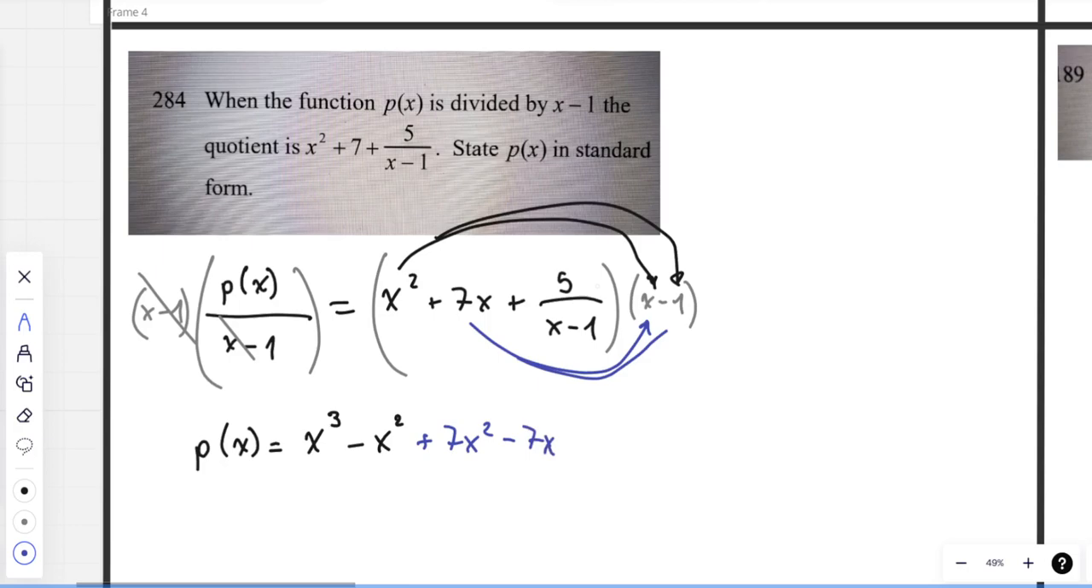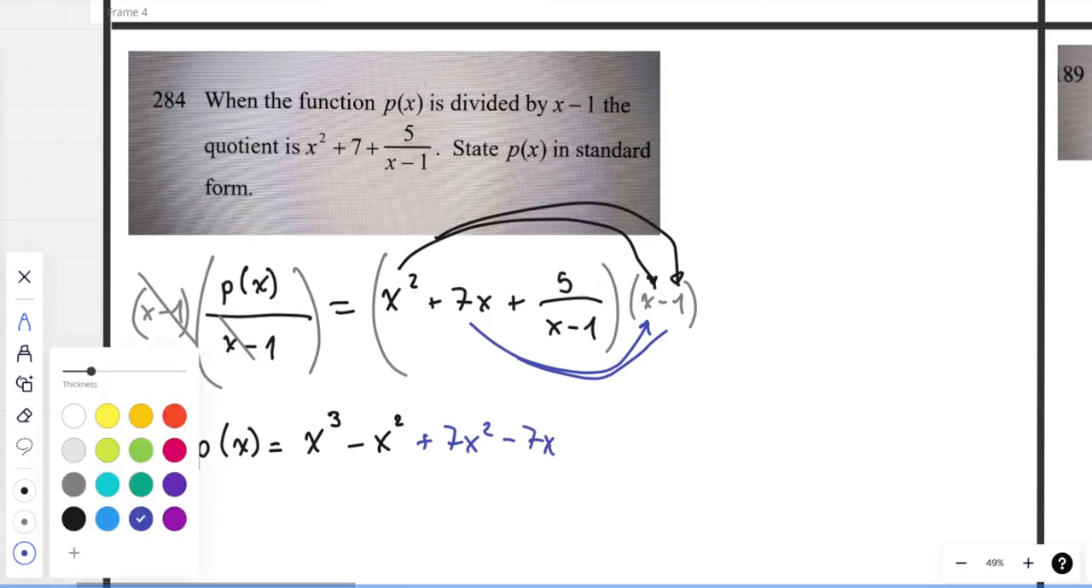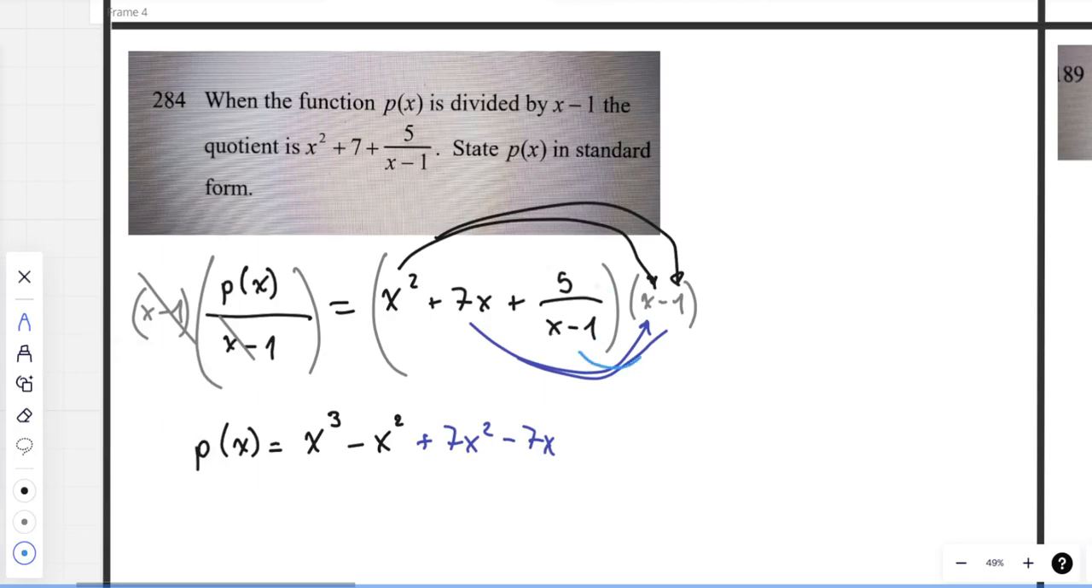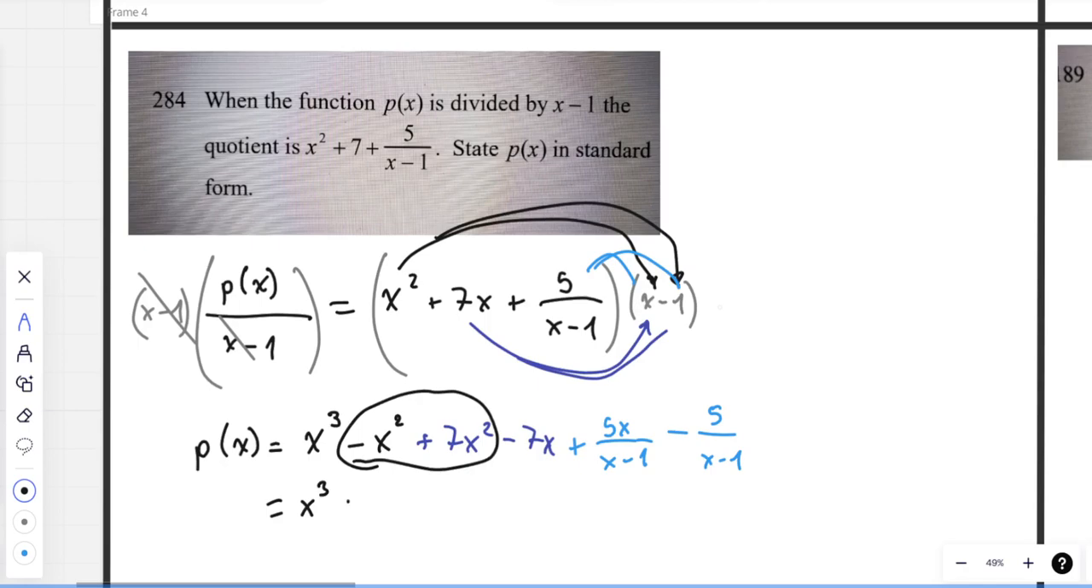And then this one gives us plus 5x over x minus 1. And then minus 5 over x minus 1. So I can start to combine some of these things. That means p of x is equal to, well, x cubed can't be simplified. It's the largest term. But we have minus x squared and plus 7x squared. That'll be plus 6x squared.